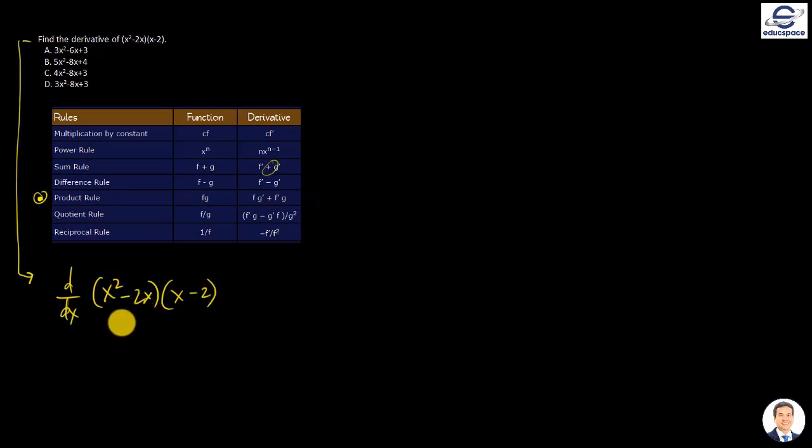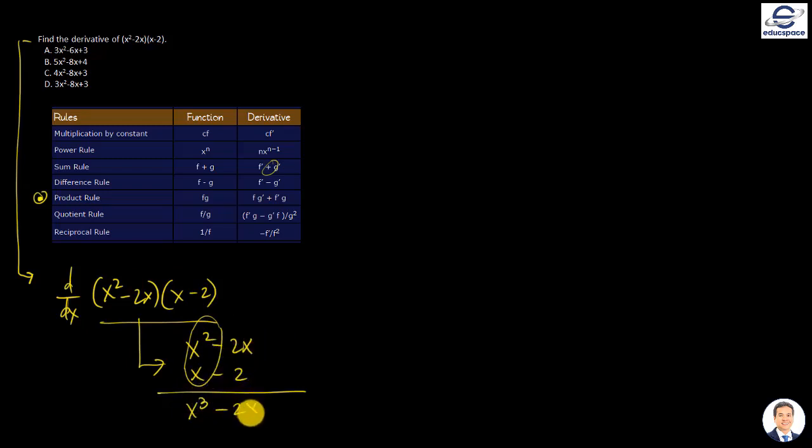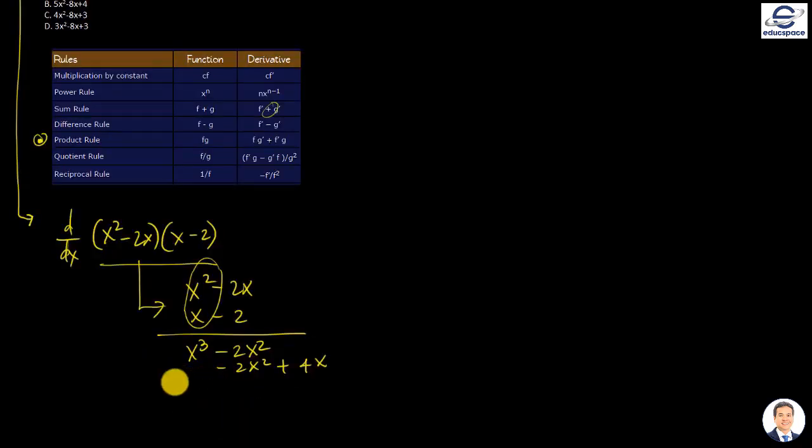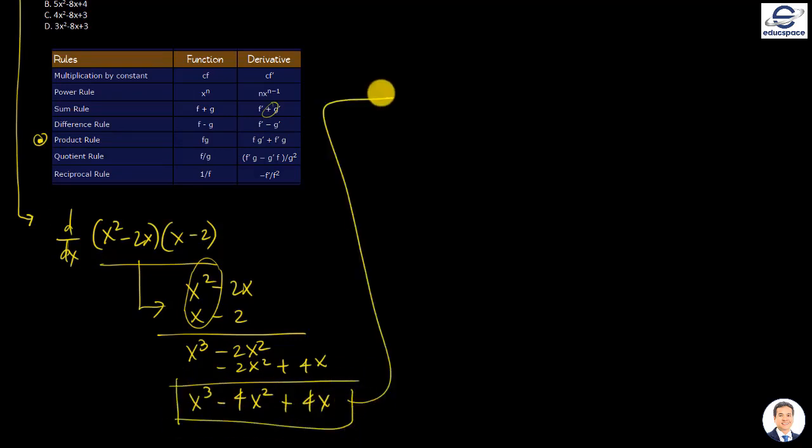the most common method is, of course, to first simplify the equation. So this means that we can multiply x squared minus 2x by x minus 2. Here we have x cubed, minus 2x multiplied by x is negative 2x squared, and then here we also have negative 2x squared plus 4x. So we have x cubed minus 4x squared plus 4x. This is our equation, and now we have a simplified equation wherein we can use the power rule.